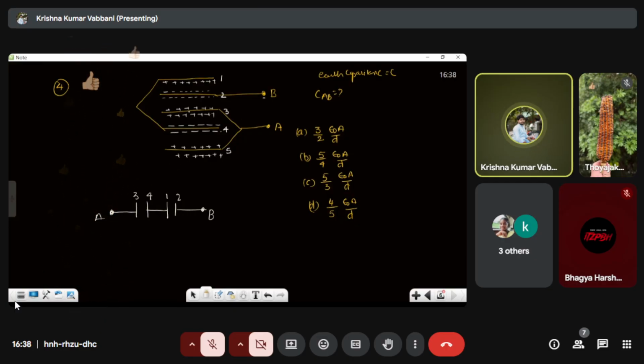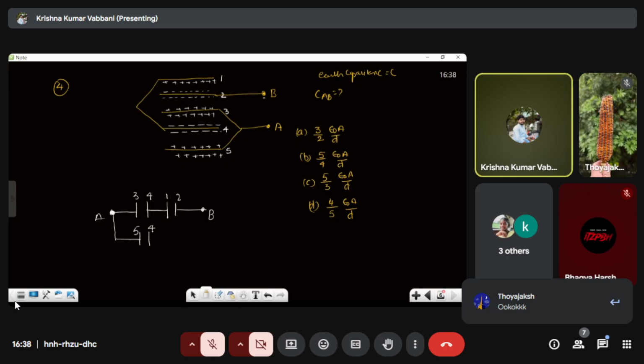Now come to plate 3. Plate 3 is connected to A, and plate 3 is parallel to plate 4, right? We already discussed this one. Now don't take plate 3. Now take plate 5. Plate 5 is connected to terminal A. Plate 5 is parallel to plate 4. This plate 4 is coming from here like this. Easy step, understand?